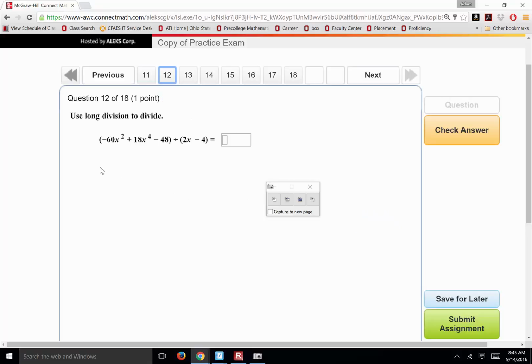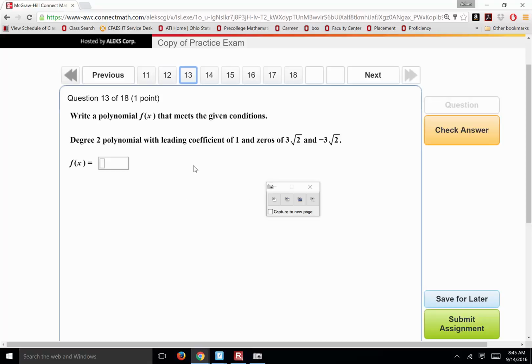But this one is just long division. You can do this, right? This is long division. Don't use synthetic here because it's not x and a number, it's 2x and a number. There's a way around it, but I don't want you to risk it. Just do long division. Do you know how to do this?